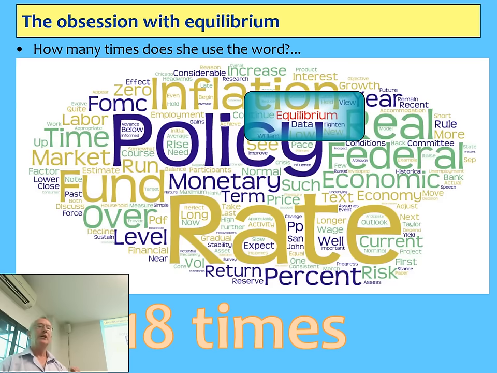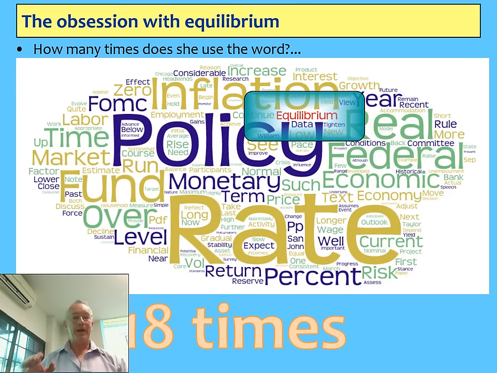It was the 10th most frequent word she used, and the only one that contained a concept when you think about it. Inflation is a measure of the rate of change of prices. Policy is what you do as an action to try to control something. Rates is a measure, again, of the interest rate or the inflation rate, that sort of thing. Equilibrium is a concept about the nature of reality. Okay?